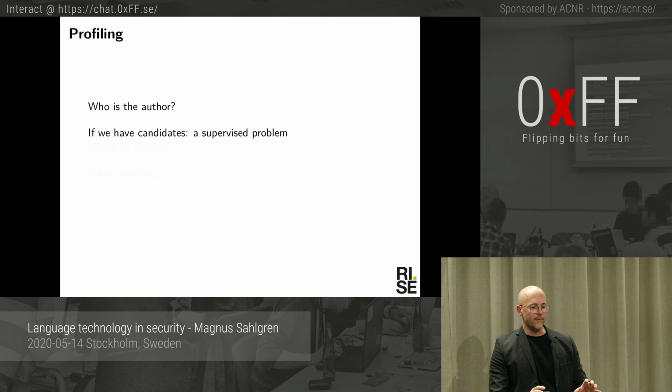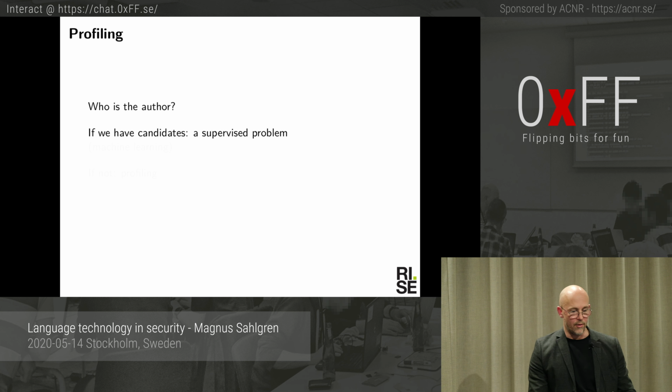we can take the example of trying to detect who is the author. So if we have candidates, it will be a supervised problem, so we can apply machine learning. If we don't have candidates, it will be something else called profiling. Did we have a question? No. No, good.